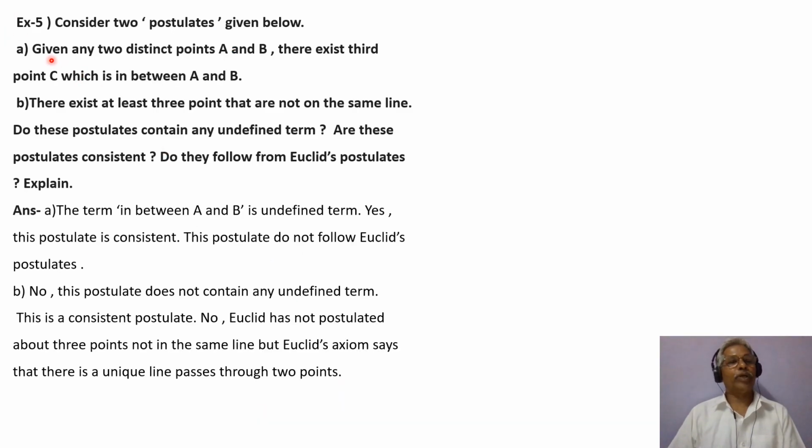Now the fifth one, very interesting. Try to understand this properly. I am reading it. Consider two postulates given below. These are the postulates given by the author. First one, A: given any two distinct points A and B, there exists a third point C which is in between A and B. We just read it. And second postulate, B: there exist at least 3 points that are not on the same line. These are the two postulates.